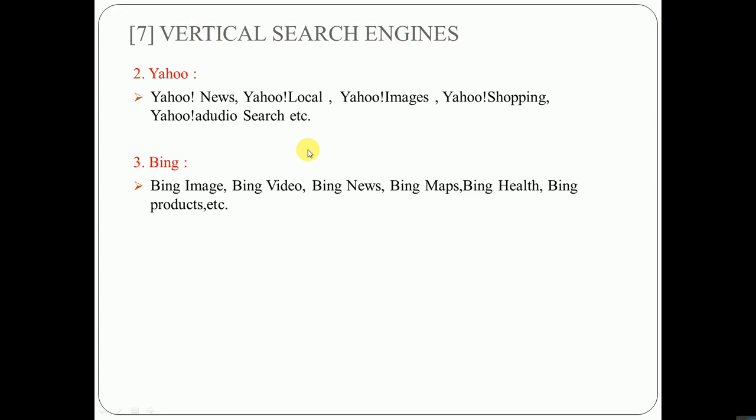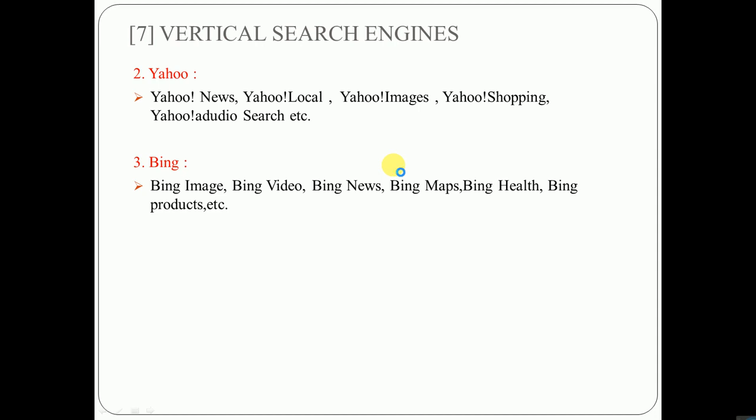So the next is Bing images, Bing videos, Bing news, Bing maps, health, product, etc. This type of search is also provided by the Bing search engine when you are using these things.